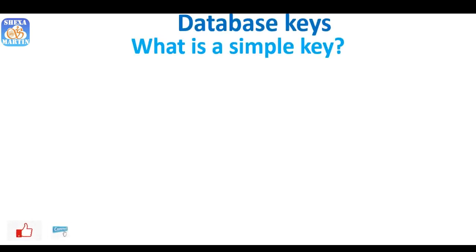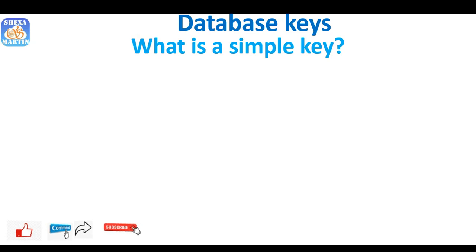And then we have simple key. We have simple key, we have composite key, we have compound key. So these three, they are different. Let's start with a simple key. So a simple key is any of the keys described before. That is primary, secondary, or foreign key that may comprise one or more fields.